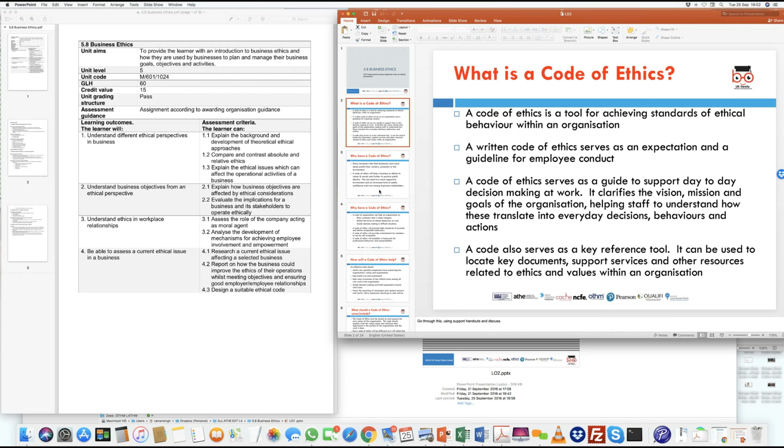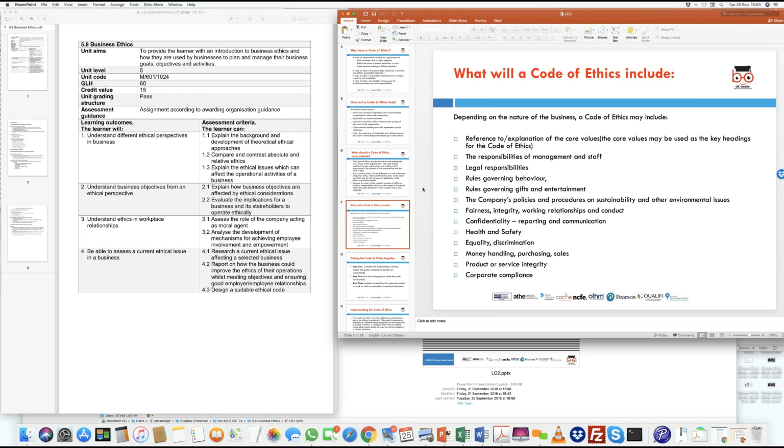So some of the key things when we talk about code of ethics are things like legal responsibilities of business, the management responsibilities towards staff and their workers, rules governing individual behavior. We look at health and safety, equality and diversity, discrimination, fair treatment amongst employees. And then one of the aspects that we look at is, for example, the direct relation of code of ethics with corporate compliance. So the compliance side of things within the organization.